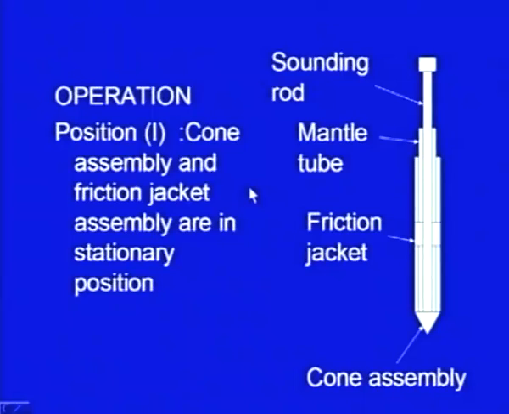The operation of this test is being explained in 4 steps. This is the first step, which I am calling as position number 1. This is the cone assembly, and here it is the entire friction jacket assembly. They are in stationary position. So, this is the first initial position, this particular cone has reached at a certain depth where we want to do the test.